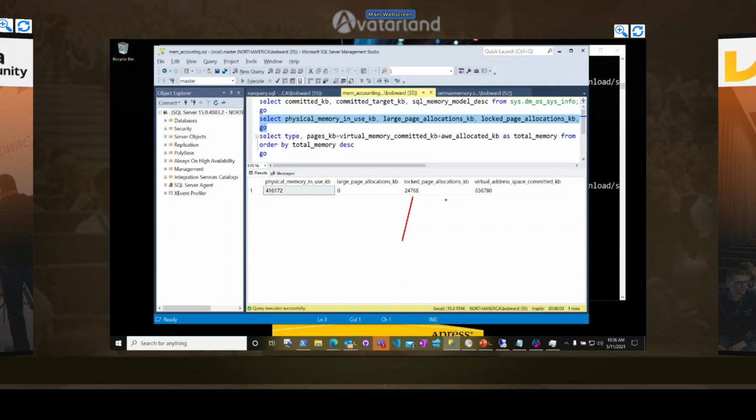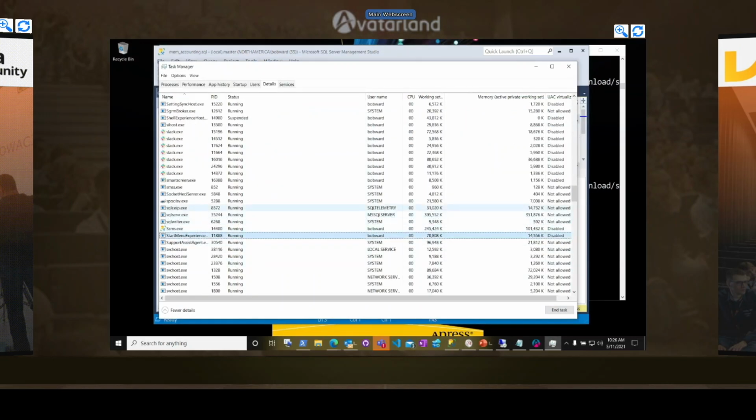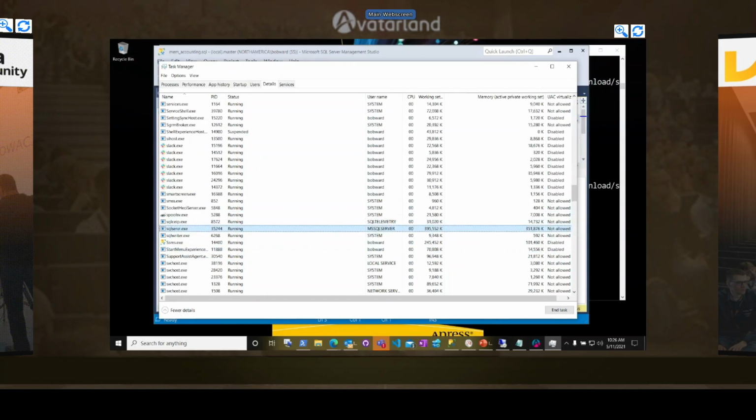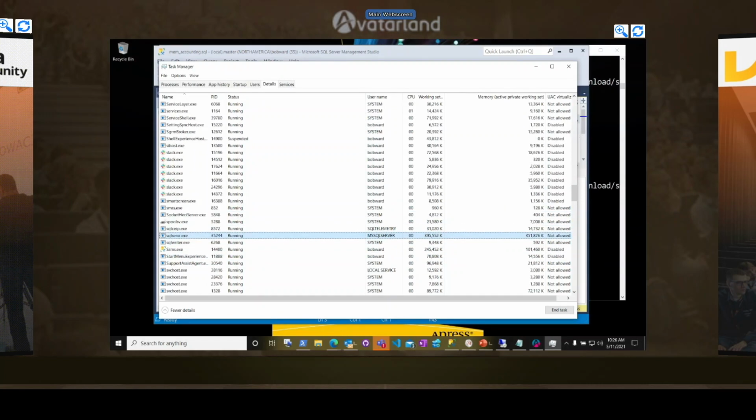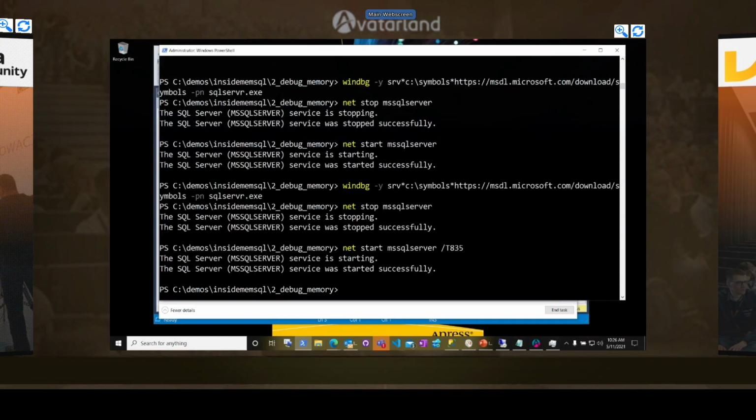In fact, notice that locked is very small. Physical memory is about 415 megabytes, and SQL Server's working set is almost up to that 415 megabytes. So now it is possible to trim the working set of SQL Server. Let's go back again, and we're going to be very careful here.